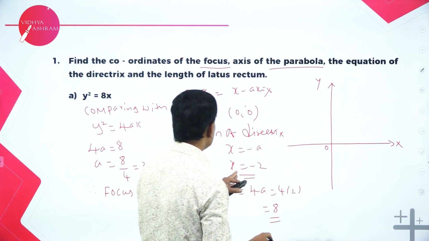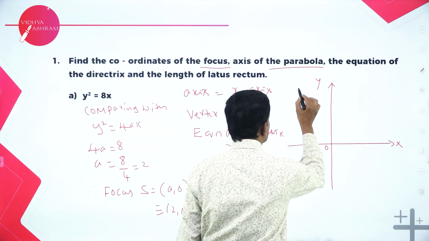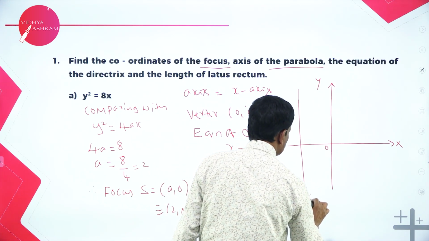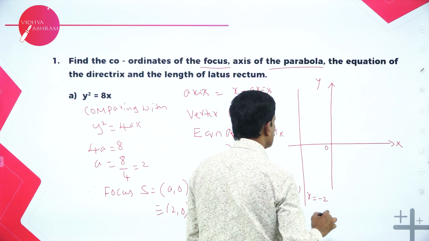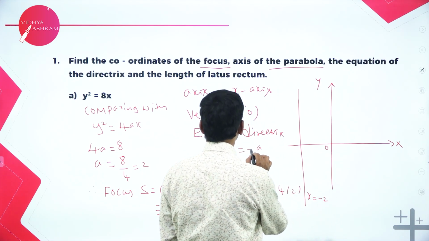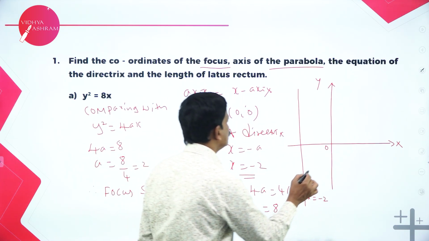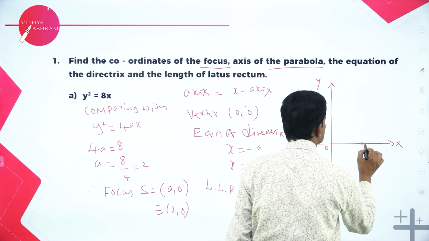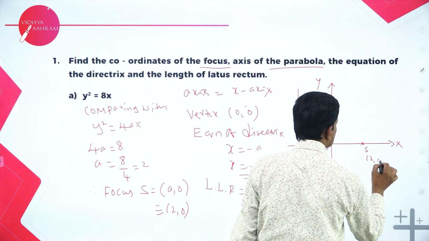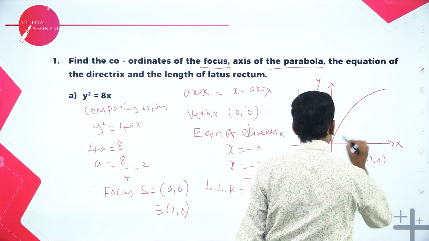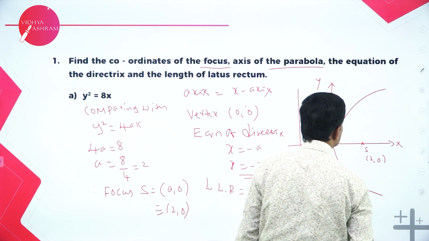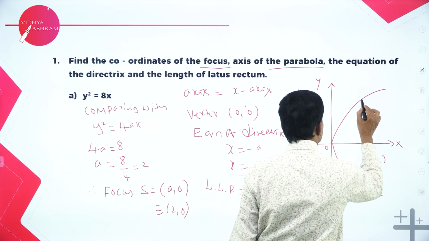What is the directrix? The directrix is x is equal to minus 2. This is the directrix, x is equal to minus 2. So what is the focus? Focus is 2 comma 0. So this is 2 comma 0, this is the focus, S is 2 comma 0. So a parabola opening right side looks like this.